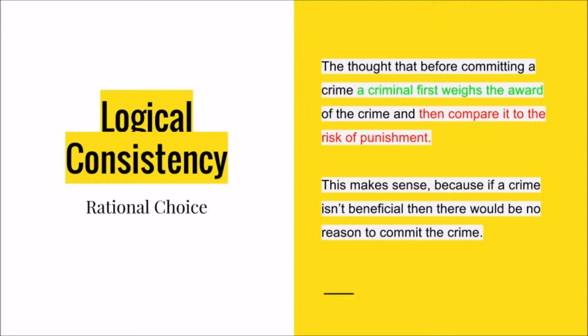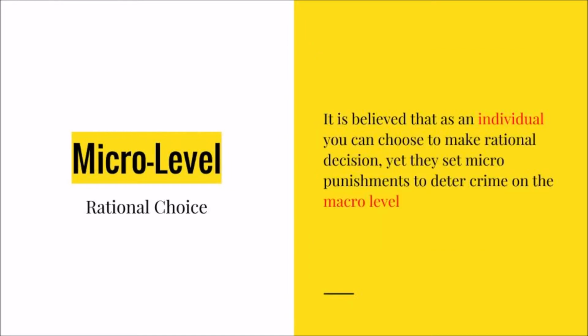Which brings me to the conclusion that the logical consistency of rational choice theory makes sense, because if crime wasn't beneficial, then what would be the point of committing it? Rational choice theory is a micro-level theory. It is believed that you as an individual can choose to make rational decisions, and there are punishments set towards those rational decisions.